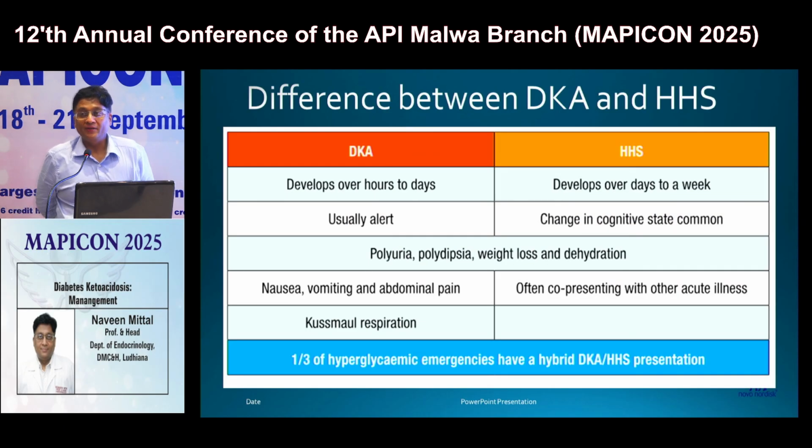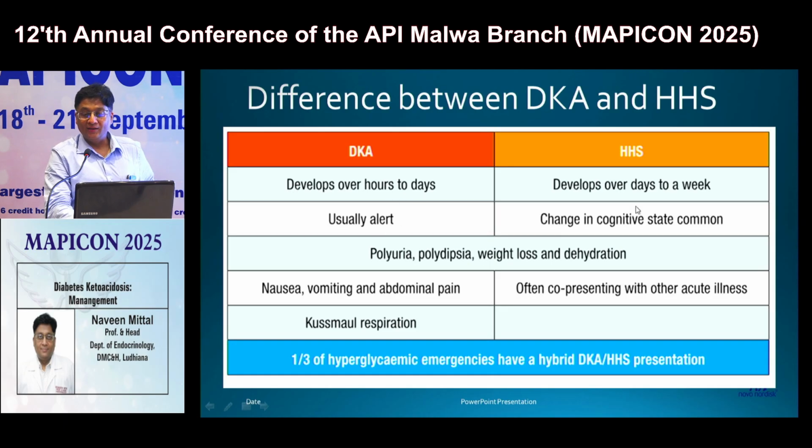Another acute complication that comes to your mind is hyperosmolar coma. How would you differentiate between the two? Both are having polyuria, polydipsia, weight loss and dehydration, but nausea, vomiting and abdominal pain is more common in acidosis, and diabetes hyperosmolar coma often co-presents with other acute illnesses.